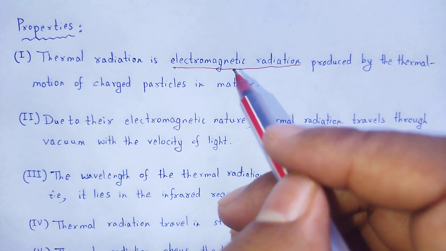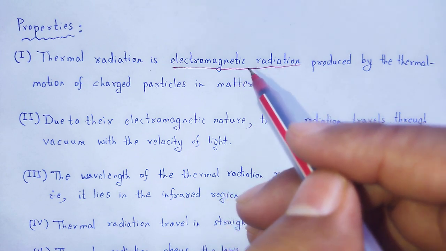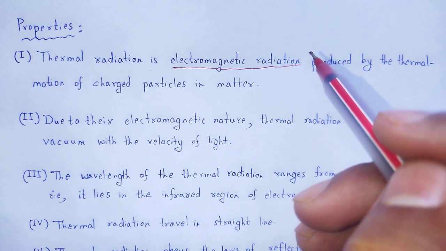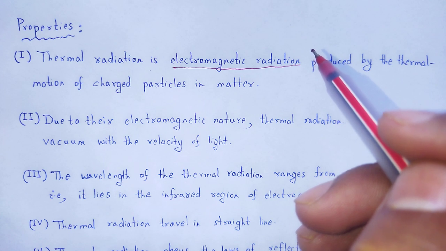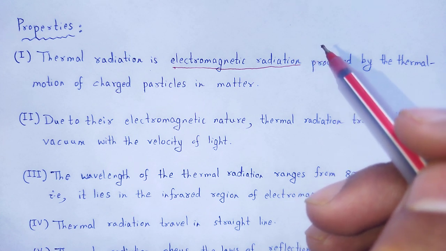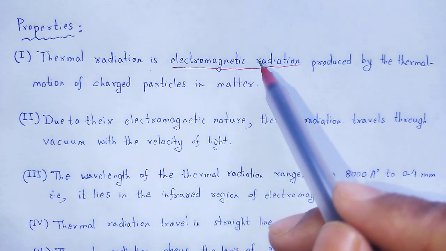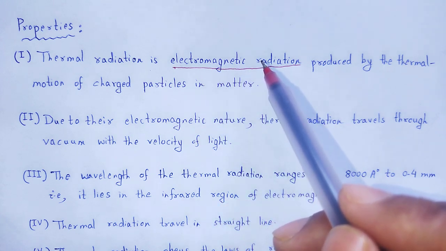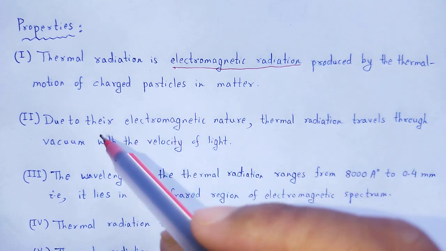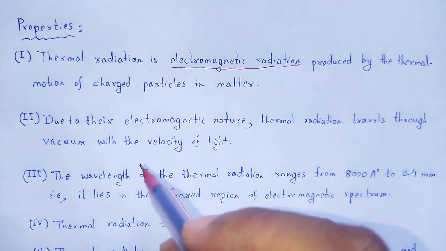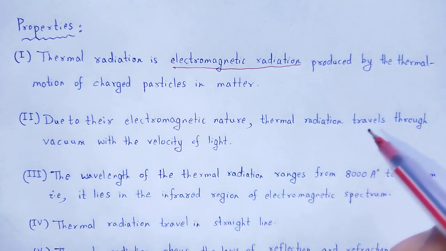As we know, electromagnetic radiations have the property that these types of radiations are propagated along a straight line, means rectilinear propagation of electromagnetic waves, and the velocity of that electromagnetic wave is equal to the velocity of light. So due to their electromagnetic nature, thermal radiation travels through vacuum with the velocity of light.